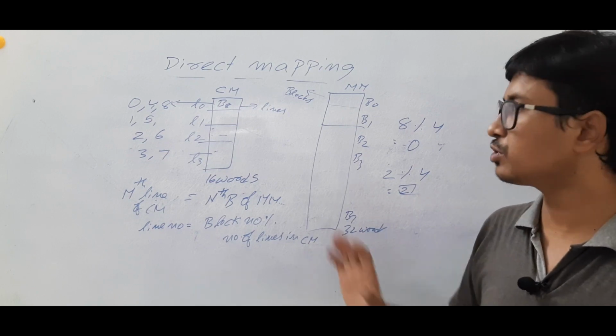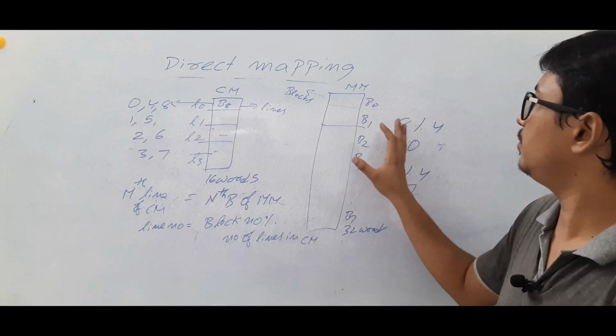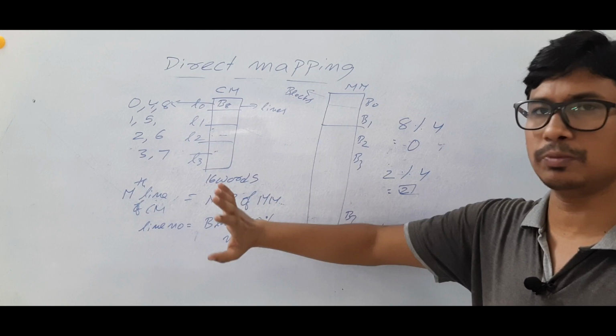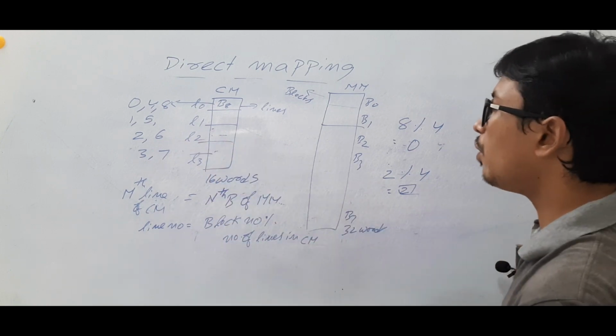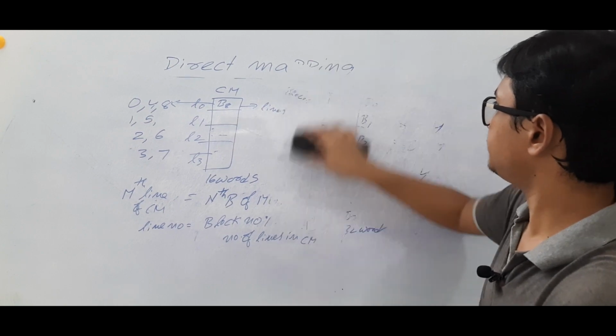Now I hope you have understood what direct mapping is, that is, where the nth block of main memory has to be kept in the cache memory. Now what is the drawback? Let's discuss with an example.